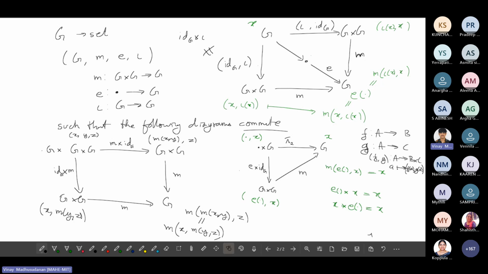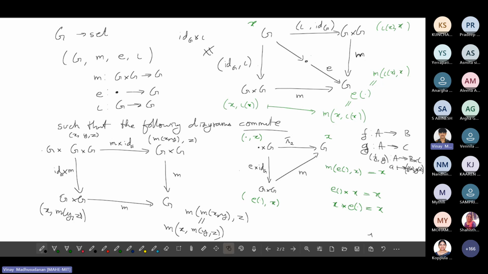Now to say that this commutes means that these three should be equal, which means that I of X should be what we call the inverse of X. Okay. So from these four diagrams, we can define a group without referring to elements really.